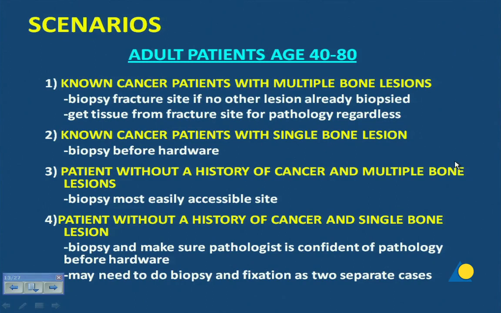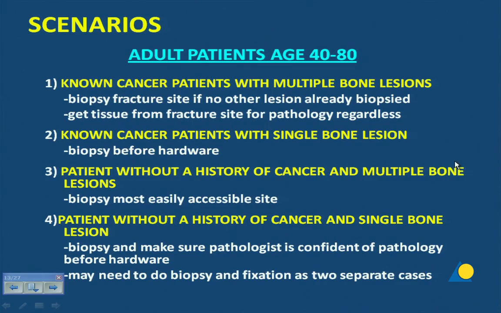First, you may have the patient who has known cancer and multiple bone lesions. In that situation, you want to biopsy the fracture site if another lesion has not already been biopsied. If another lesion has not been biopsied and it's the first time they're presenting with multiple lesions, you should obtain frozen section in the operating room before proceeding with surgery, because it is still possible for sarcoma to present that way. You should get fractured tissue regardless of the pathology and regardless of whether it has been biopsied before, just to confirm that it is indeed the same primary tumor as other lesions that have been recognized and diagnosed.